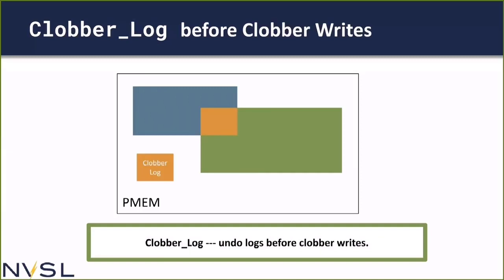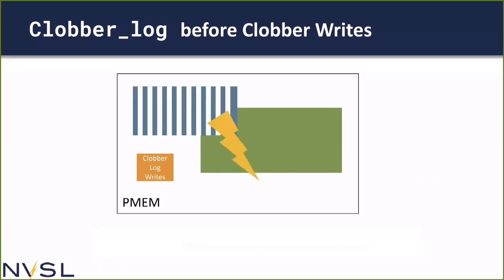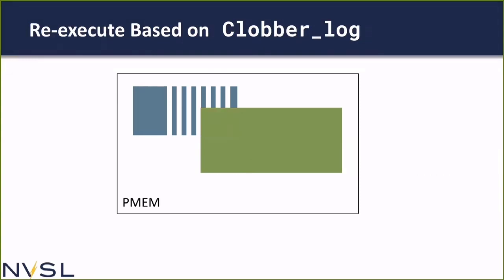ClobberNVM uses clobber log to undo log before clobber writes. Clobber log records the old values at these overlapped addresses. If the power failure happens in the middle of the transaction, data at overlapped addresses will be rolled back to the transaction's original inputs by writing clobber log entries to their corresponding addresses. When the transaction re-executes, it will only read consistent data. Re-execution recovers potentially inconsistent data. When the re-execution finishes, the data is recovered to a consistent state.